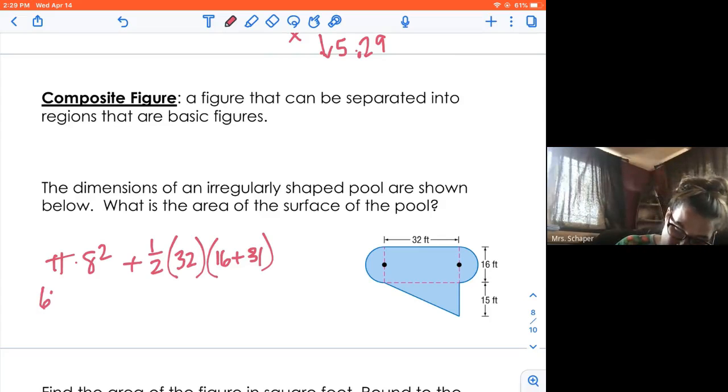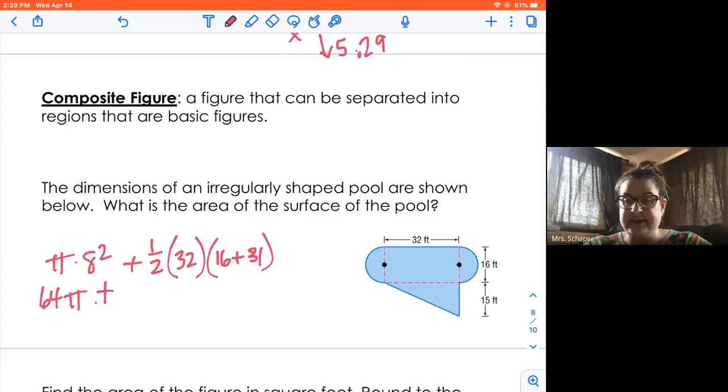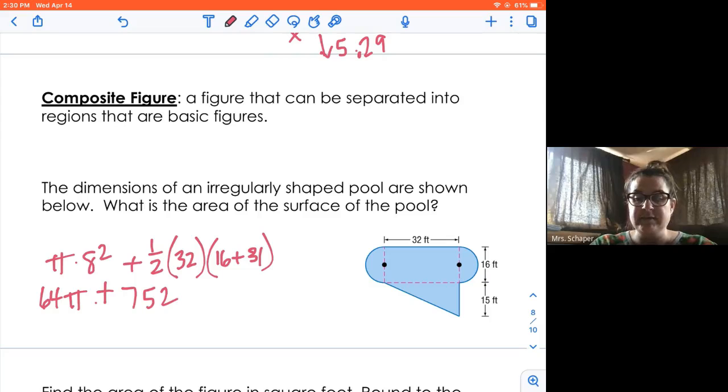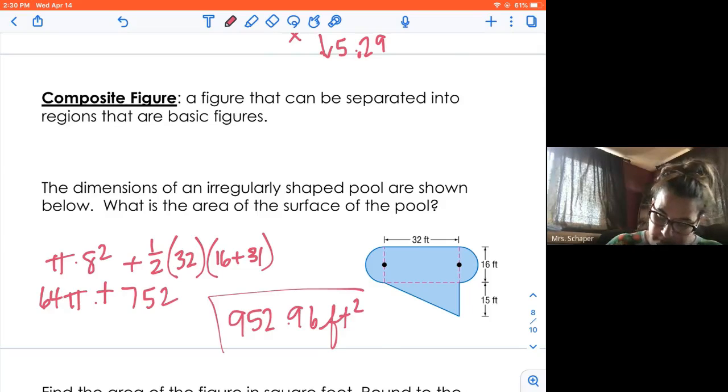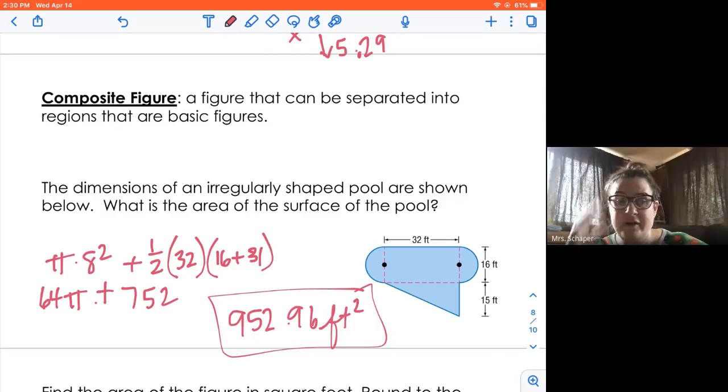So 64 pi plus, let's see what 16 times 47 is. 752 plus 64 times 3.14. 952.96 feet squared. Okay.